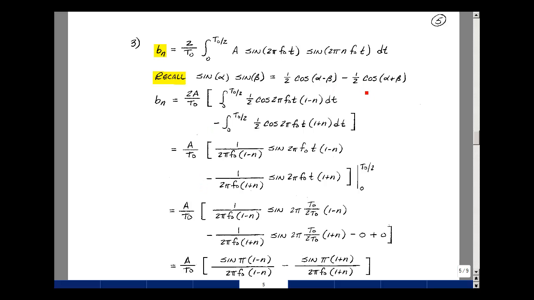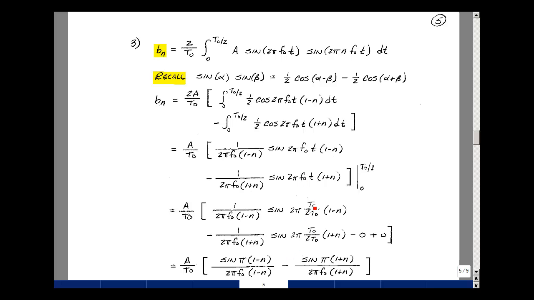And again, the same thing, the integral of cosine is going to be 1 over the argument, which is going to be 2 pi f naught times 1 plus n, times then the sine of the same argument, which is 2 pi f naught t times 1 plus n. Evaluate it from the upper limit minus the lower limit. Let's plug in the upper limits. For t, replace t0 over 2, and then likewise over here.